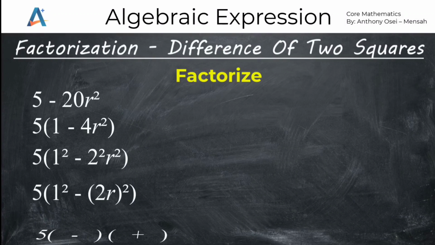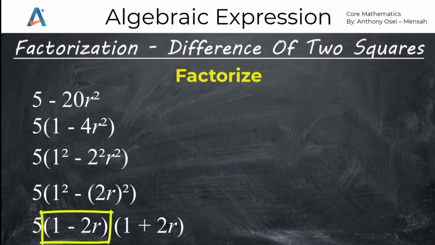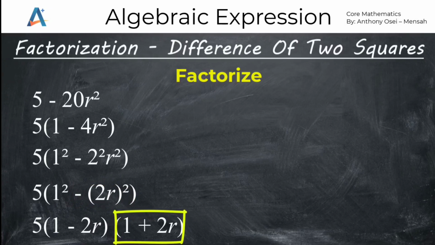We can proceed by drawing 2 brackets, 5 and then 2 brackets. The 5 will still stand against the bracket because it was coming out from the common factor section. Now we add and subtract the 2 squares, or subtract and add the 2 squares. So 1 minus 2r. First square minus second square. Don't bring the squares when you are doing this particular process. Then 1 plus 2r. So subtract the 2 squares and add the 2 squares, but don't forget they will not be squared in this process. Now this becomes the final answer for 5 minus 20r squared.